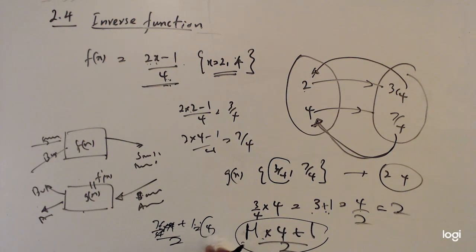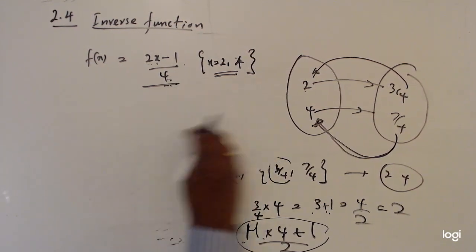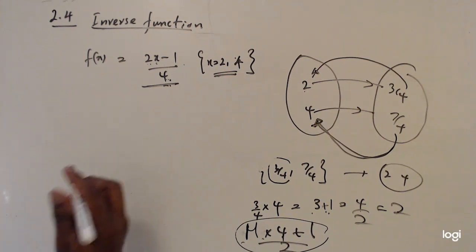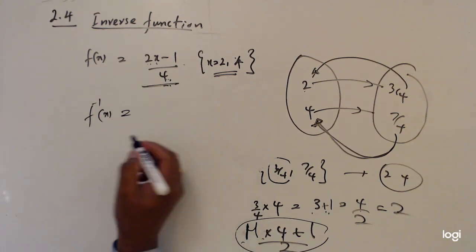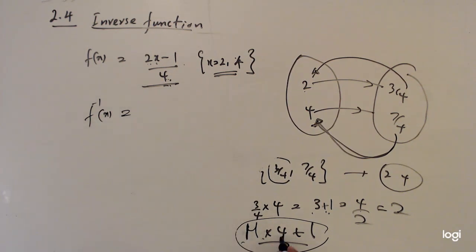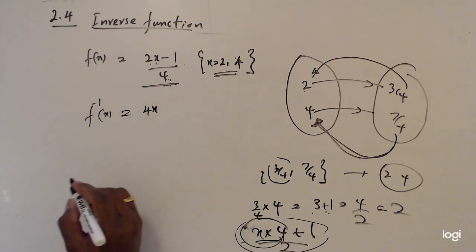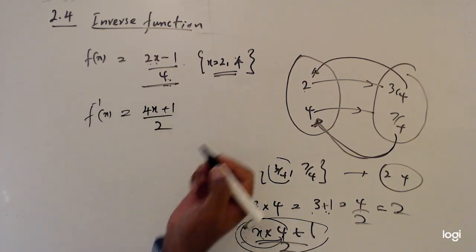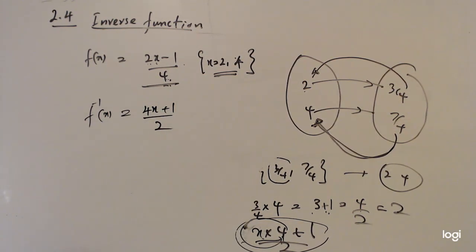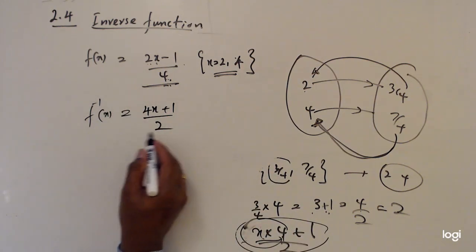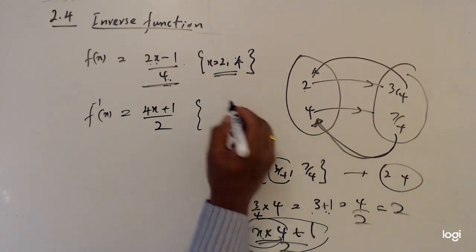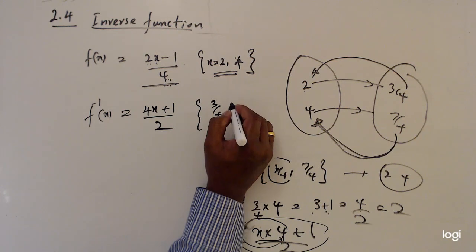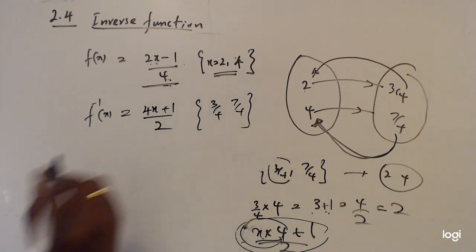So if I write it as a function, the inverse function: x times 4. So now I am going to write x times 4 means 4x. Then add 1 and divide by 2. So now by looking at it, I found out what the inverse function is. So the domain, what is the domain of the inverse function? 3 over 4, 7 over 4 for this one.